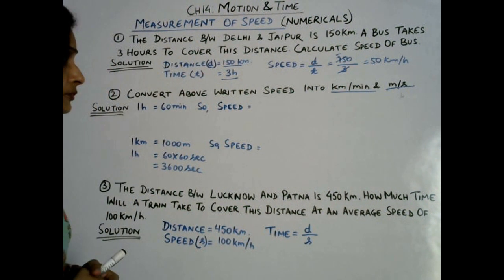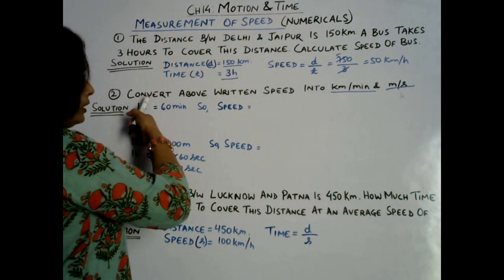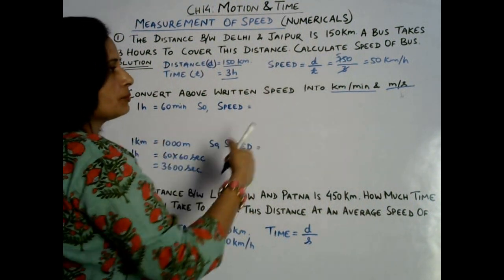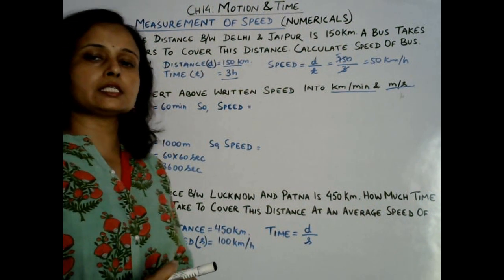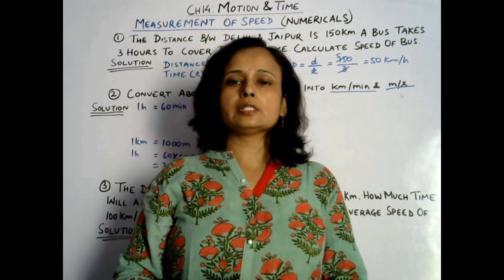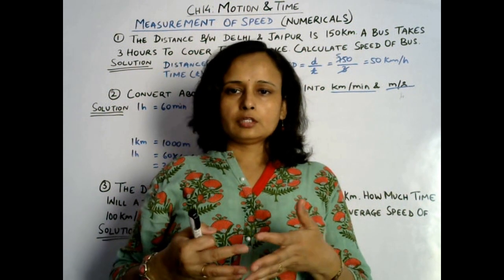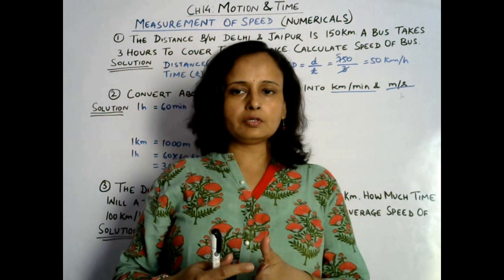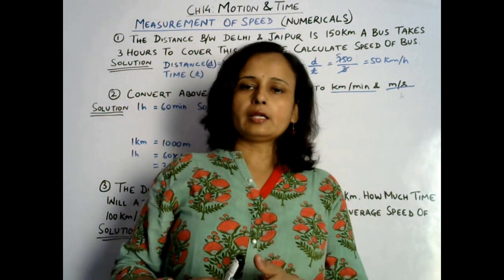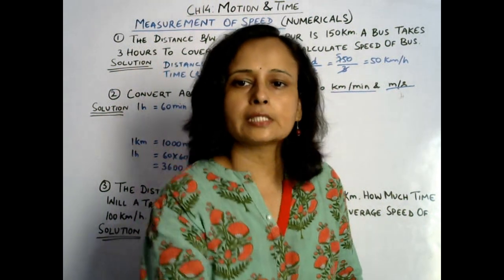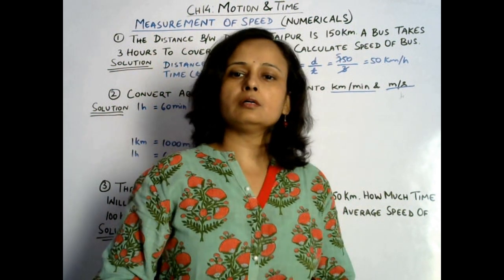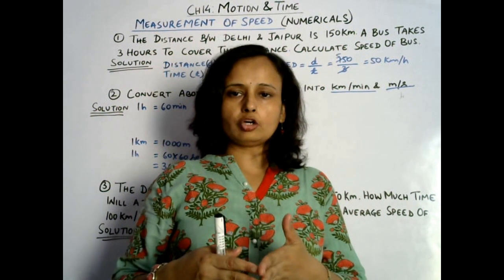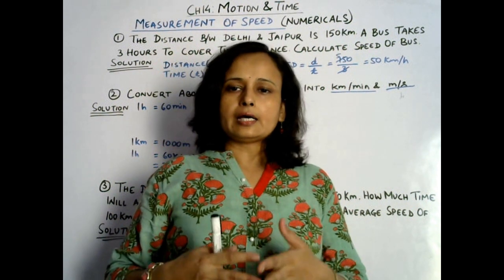Okay. Now the next question. It is based on the above speed only. Convert the above speed into kilometer per minute and meter per second. This is a conversion from kilometer per hour to kilometer per minute. That means we have to convert hour into minute. The next one is meter per second, so we have to convert kilometer into meter, then hour into second.